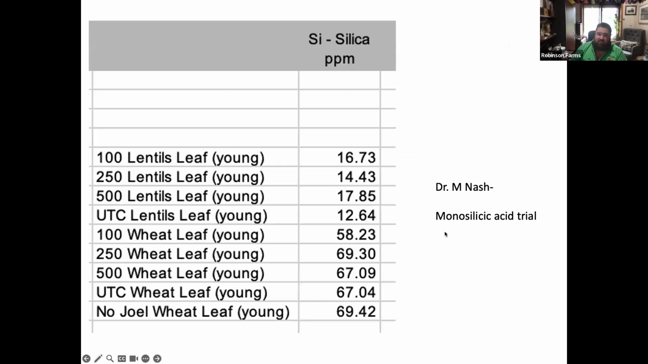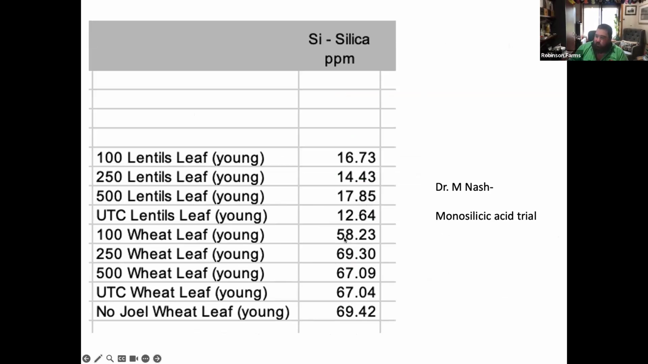The beauty of SAP testing too is that we can apply products and then go and do SAP testing 2 to 3 weeks later. This is a monocylic acid trial done by Dr. Michael Nash. Untreated control was around 12 on the saps, but a 500 ml rate gave us 17. So we did see a lift in the saps.